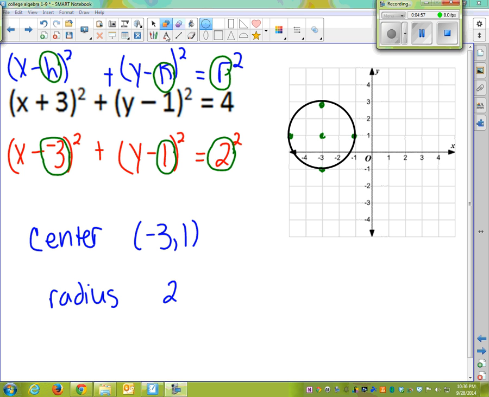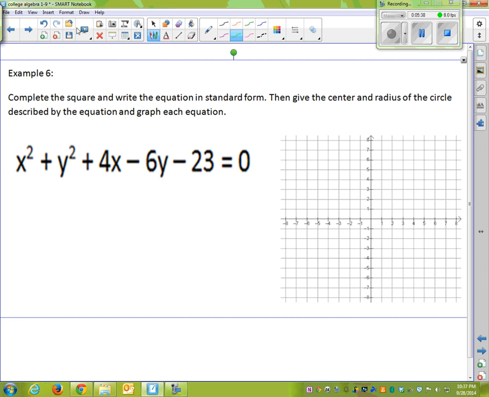On the problem, I rewrote the plus 3 as minus negative 3. And then the 1 didn't change, and the 4 became 2 squared. So that I matched up h with negative 3, k with 1, and the radius with 2. I plotted the center, (negative 3, 1). And then I had a radius of 2 in all directions. So there'll be a few on your assignment like that. And we have one more type to go over.